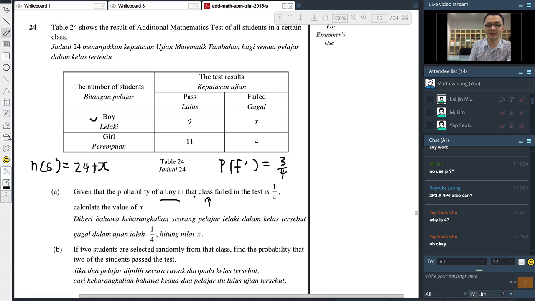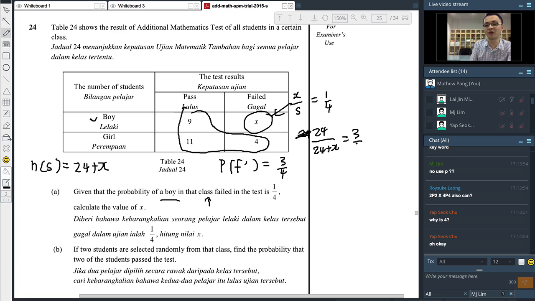So since the probability of a boy in the class failing the test is 1 over 4, that means this one, x, over the total sample space, you will get 1 over 4. So that means the rest, which is 24, over the total 24 plus x, should equal 3 over 4.